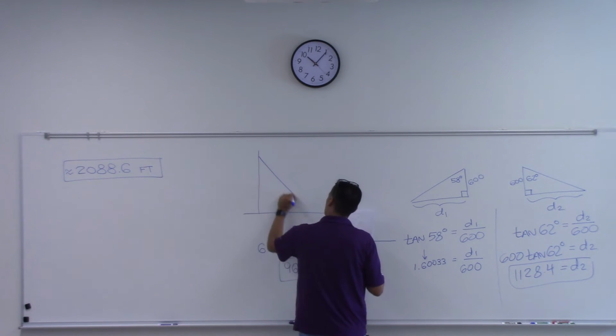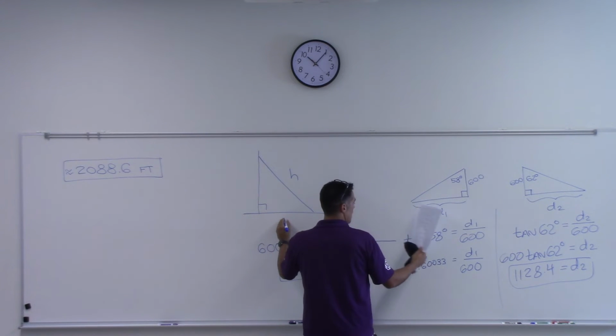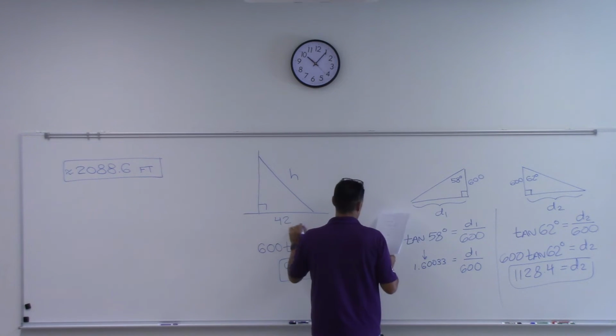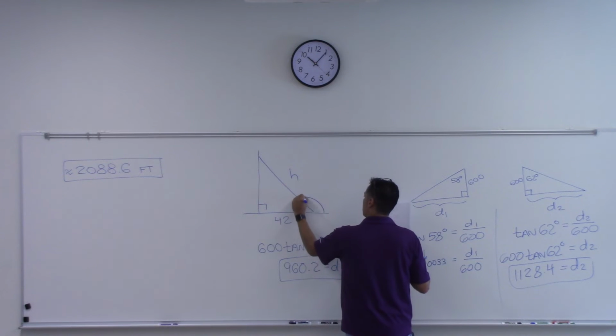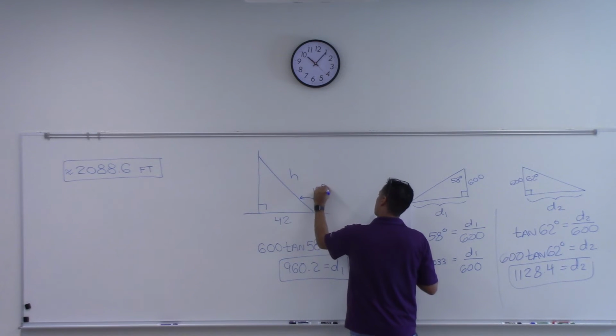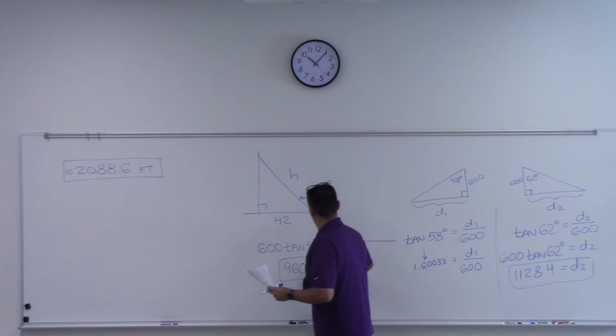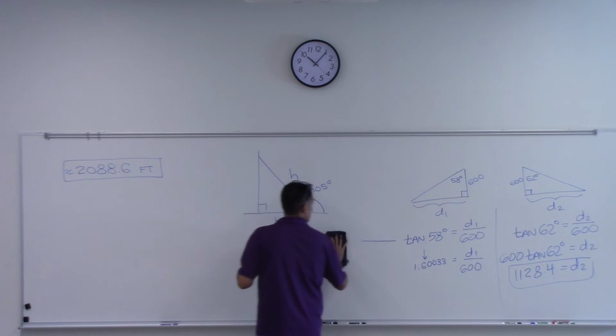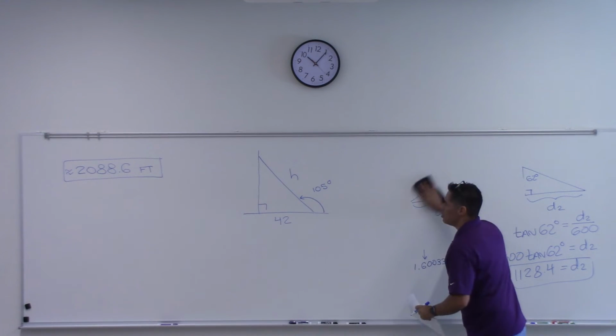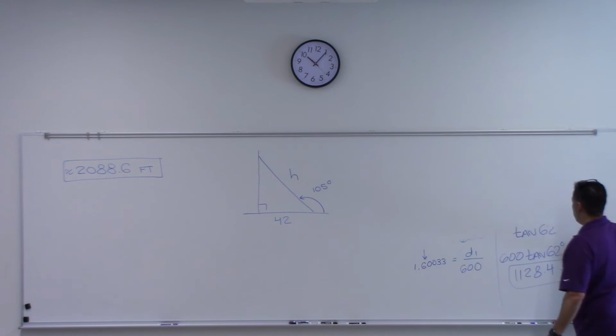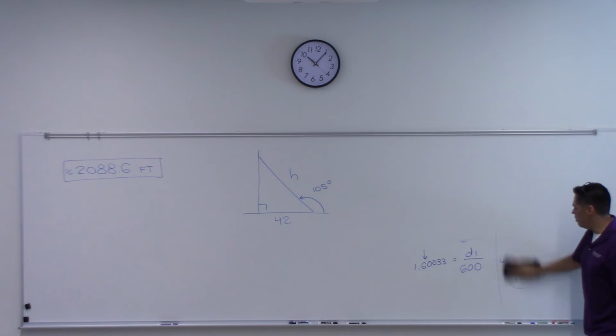I give you this triangle. I say this is H. This is a right triangle. I tell you that's 42 here. And I tell you that the angle from here to here is 105. Right? And I'm asking you to find H. So you're trying to find the hypotenuse of that right triangle.